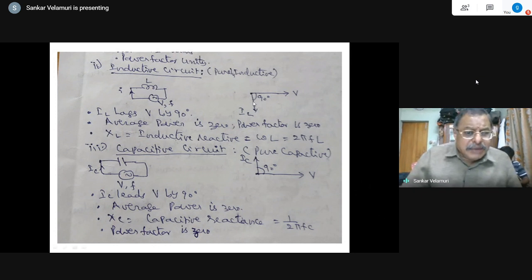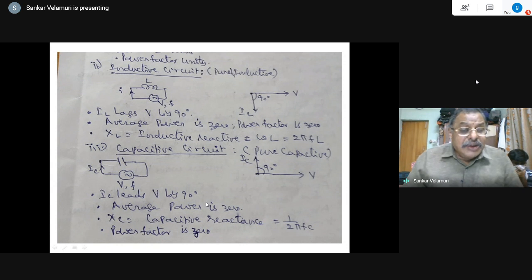Similarly, in the capacitive circuit, current leads the applied voltage by 90 degrees. This is the typical one. Even though the current is given instantaneously, the current leads the applied voltage by 90 degrees under steady state conditions. Imagine 50 cycles per second, right? And the average power, taken for a full cycle, is again 0. The capacitive reactance is 1 over omega C, that is, 1 over 2 pi f C, and the power factor is 0. F is the frequency, and this gives an ohmic value.